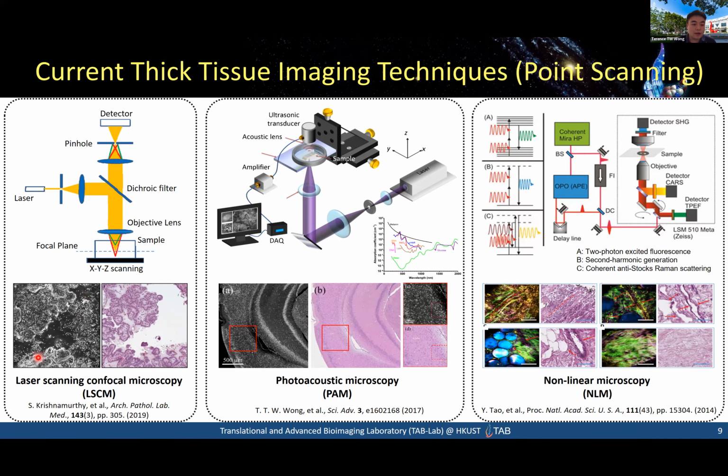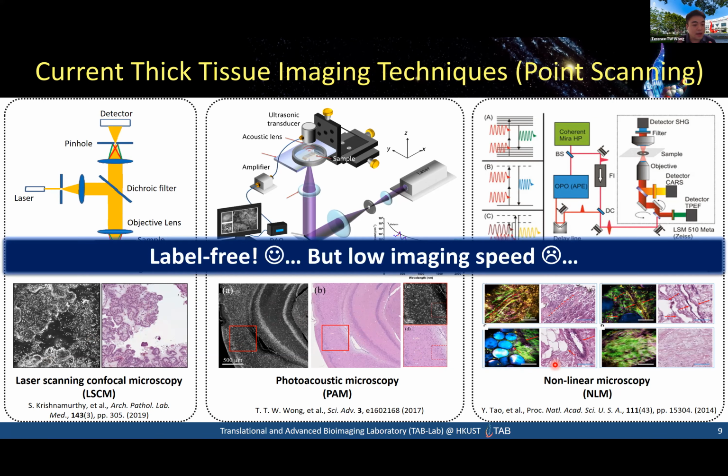So all three here, laser scanning confocal microscopy, photoacoustic microscopy, which is indeed my work, and also nonlinear microscopy, all seem very exciting and provide very similar images to the H&E stain, I mean the histological images. As you can compare these images, they are fairly similar. But the drawbacks of these methods: they are label free and very fast in sample preparation, but the imaging speed is fairly slow. It's mainly because of the point scanning mechanism.